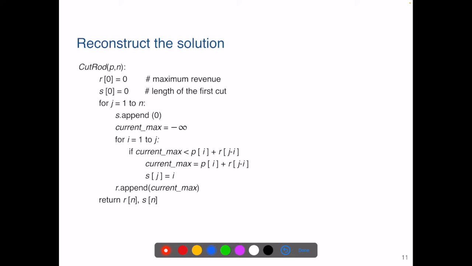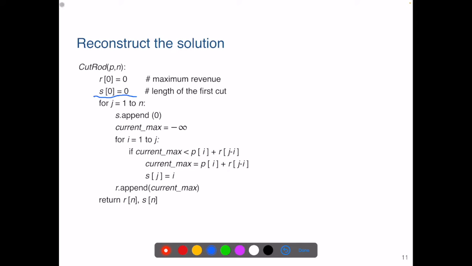Now you may wonder, the algorithm only tells us the max revenue. What if we also want to know the detail of the final solution, that is, how to cut a rod of length n? Now let's see if we can modify the algorithm such that the detail of the solution can be saved as well. We use another list S to save the information of where the first cuts are.